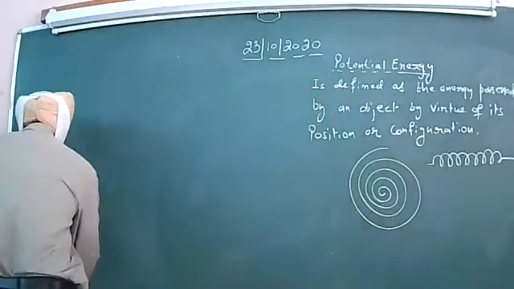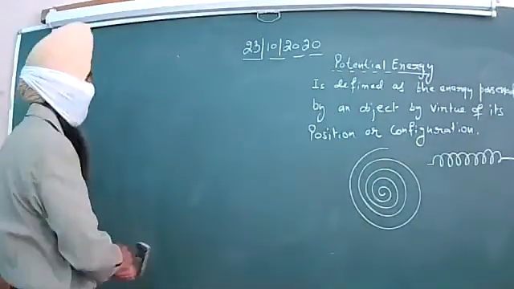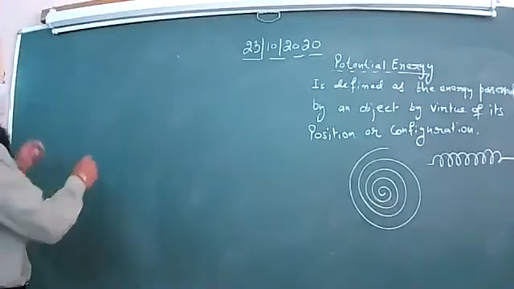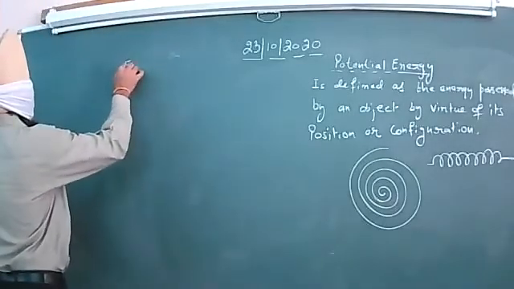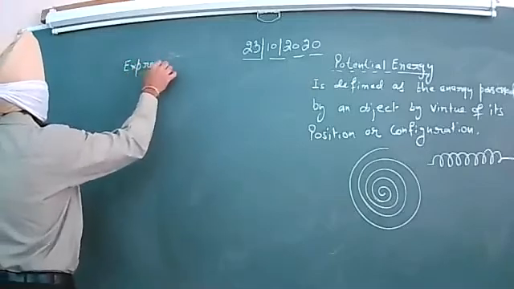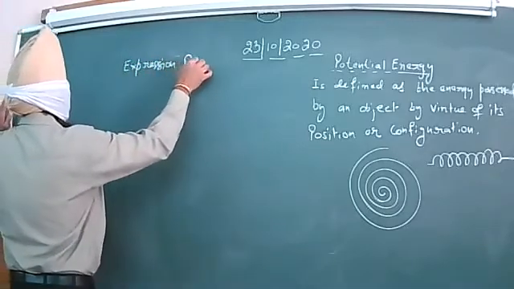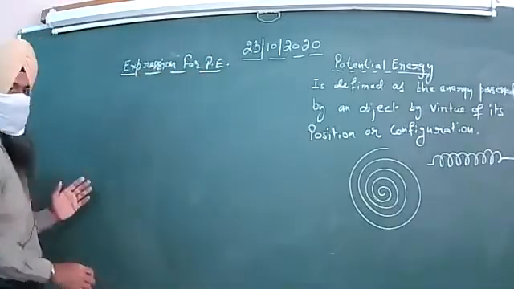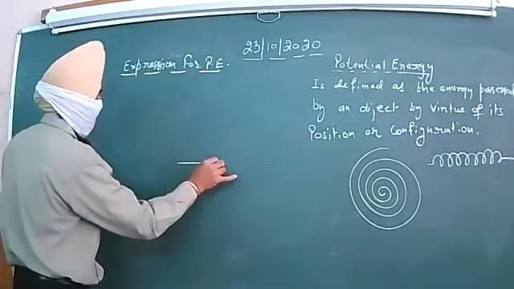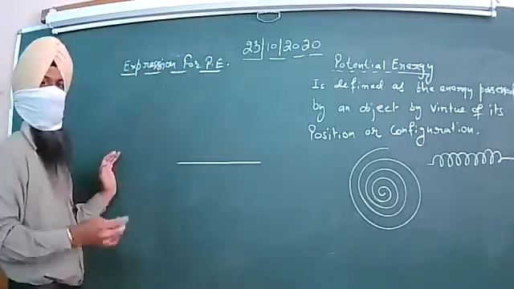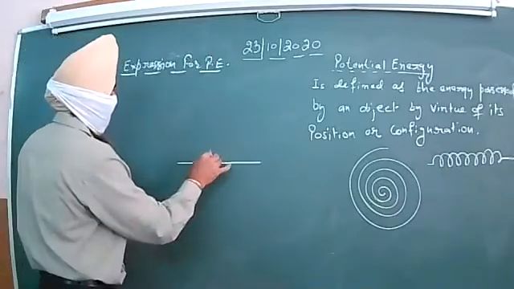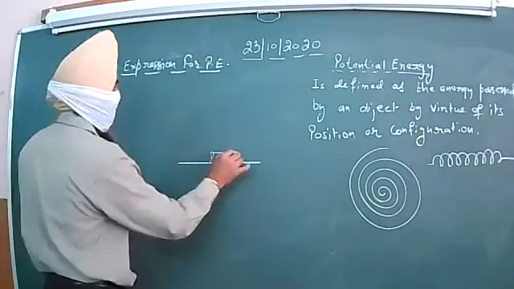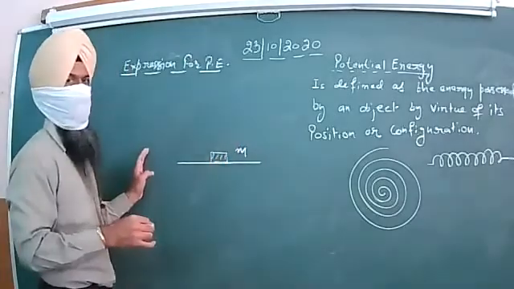Now let me derive a mathematical expression for the potential energy. We have the ground level, you can imagine. And here the object is placed on the ground level. The mass of the object can be imagined to be equal to small m.